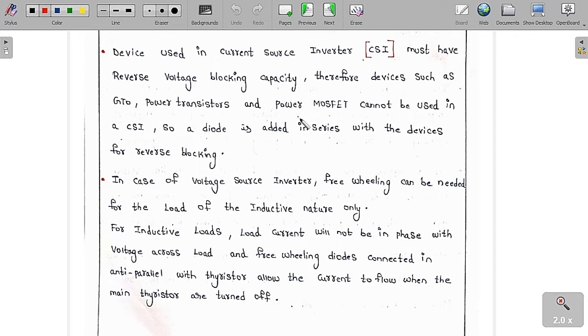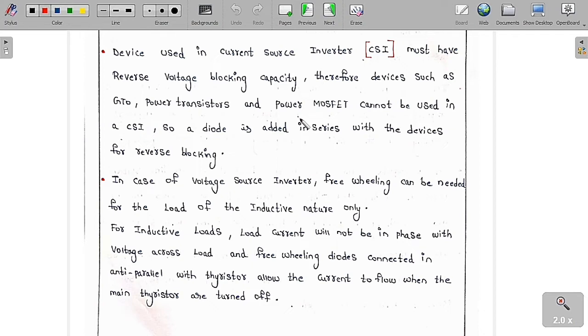Power GTO, power transistors and power MOSFETs have an internal anti-parallel diode. Because of that, they cannot withstand the reverse voltage. So if you want to use them on the CS side, you have to connect a diode in series with them. Then only you can use it for CS side. Devices in a current source inverter must withstand even the reverse voltage.